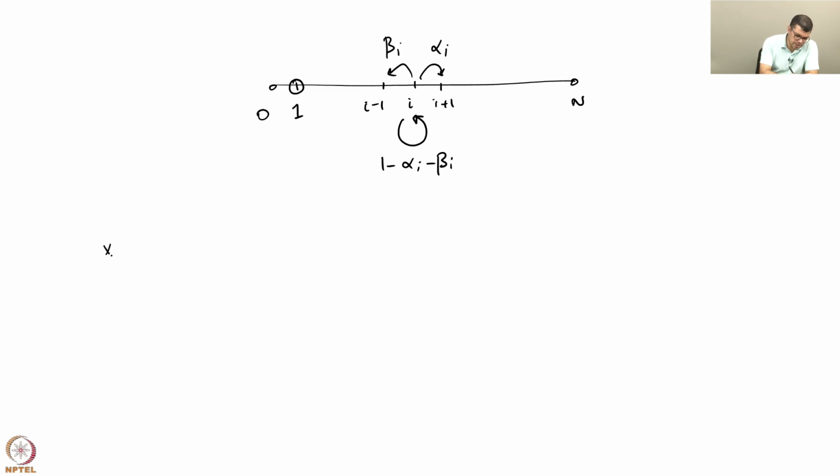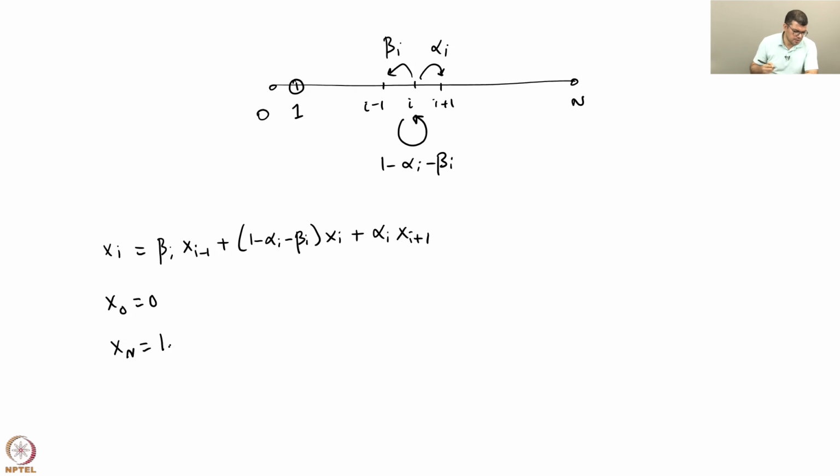And we developed this equation last time that xi is simply going to be equal to beta i xi minus 1 plus 1 minus alpha i minus beta i into xi plus alpha i into xi plus 1. We also know that x naught is equal to 0 and xn is equal to 1. That is our starting point.